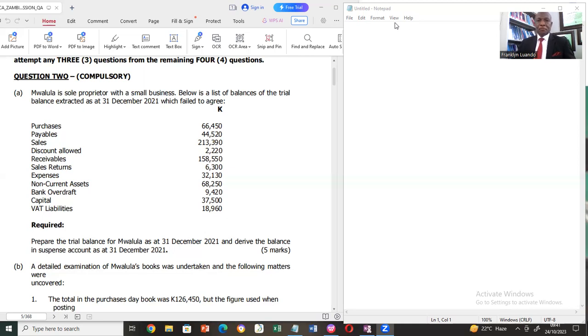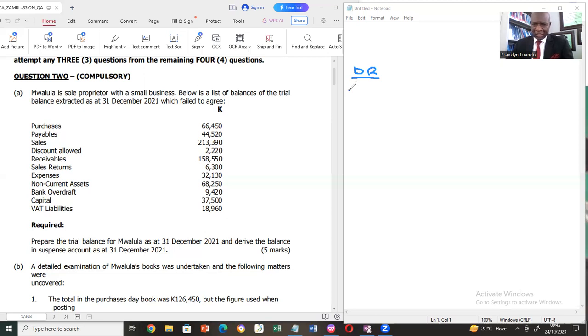So now I want to get started. The first thing that I want to do is on the preparation of the trial balance. It is important to note that you debit, this is very important, you debit all assets. All assets are debited. All expenses are debited. And all costs are debited.